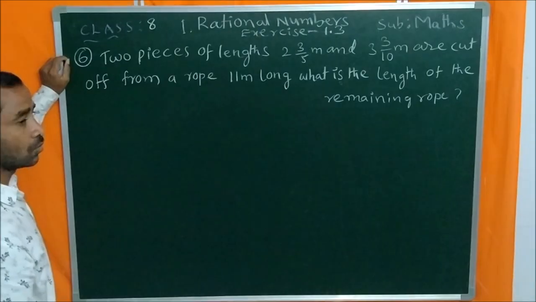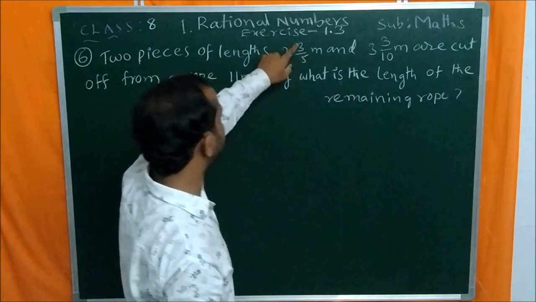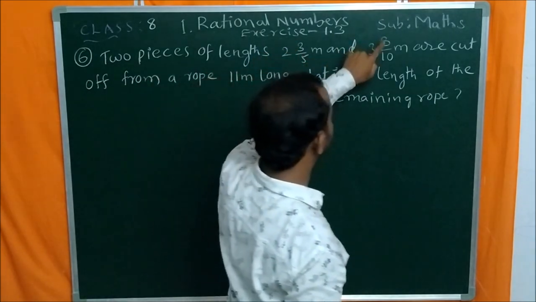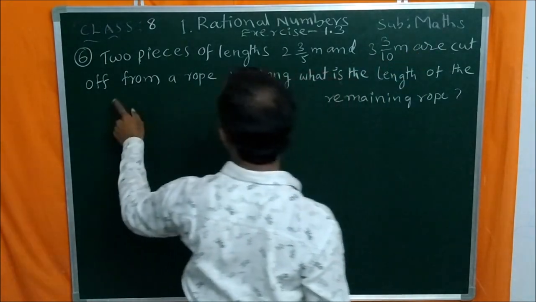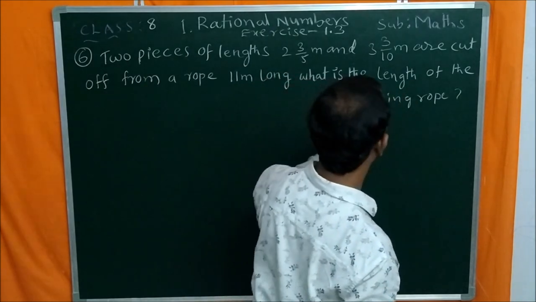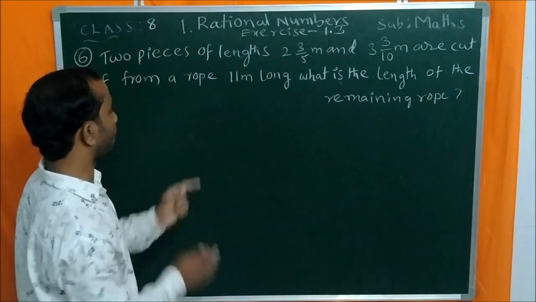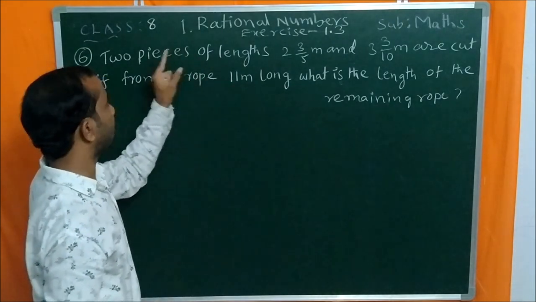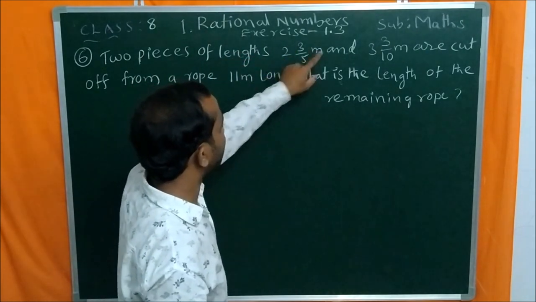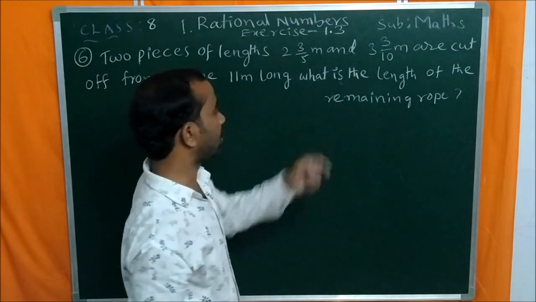Okay, next, sixth problem. Two pieces of length 2 whole 3 by 5 meters and 3 whole 3 by 10 meters are cut off from a rope. The length of the rope is 11 meters. Find the remaining length of the rope. First of all, the total length of the rope is 11 meters, and the two pieces are 2 whole 3 by 5 and 3 whole 3 by 10. We can find the remaining part.